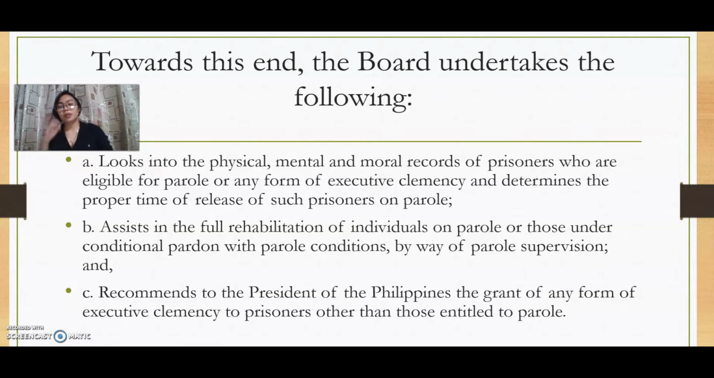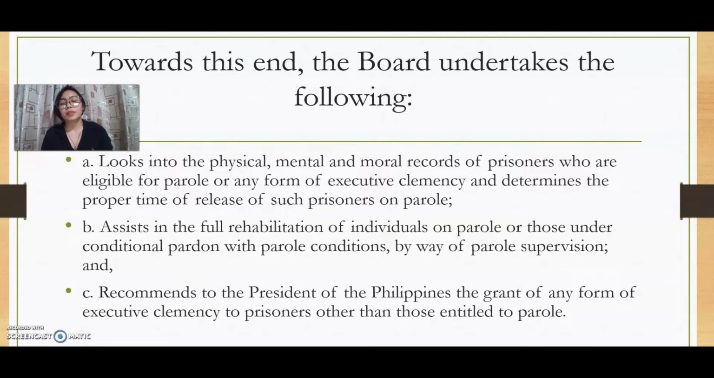And then B, assist in the full rehabilitation of individuals on parole or those under conditional pardon with parole conditions by way of parole supervision. So prisoners are supervised inside the prison, or the cell, and even though they are given the availability of pardon and parole, they are also supervised outside the prison.